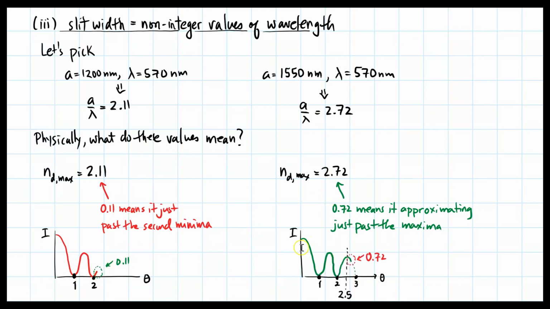If I plot the second one, I got my 2 minimas, but note I now have 2.72, so if this is 2.5, this whole little bit right here, or this little tiny bit, is really 0.22 past 2.5, and so you're just past the maxima, approximately. Go put these values into the applet.